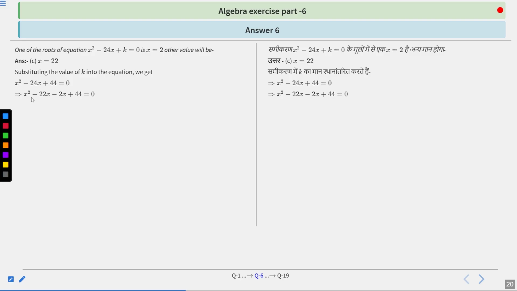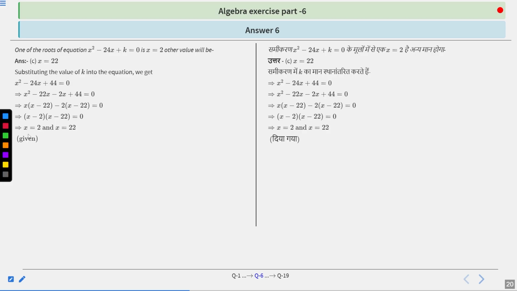So minus 24x can be written as minus 22x minus 2x, and the multiplication of minus 22 and minus 2 is plus 44. That means minus 22x minus 2x satisfies the condition required for factoring this equation. So the equation can be written as x square minus 22x minus 2x plus 44 equal to 0. Taking x common from the first part, we get x into x minus 22. Taking minus 2 common from the last part, we get minus 2 into x minus 22, and that is equal to 0. That means the factors of the quadratic equation are x minus 2 into x minus 22 equal to 0. So the value of x can be either 2 or 22.